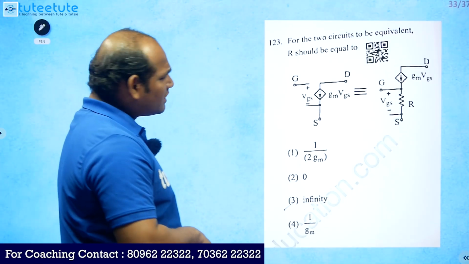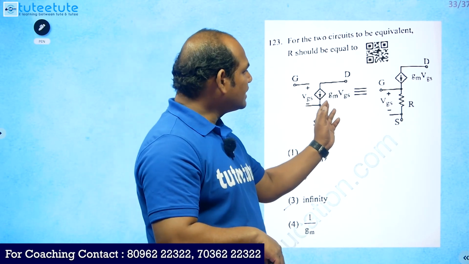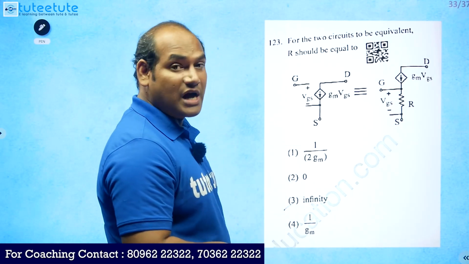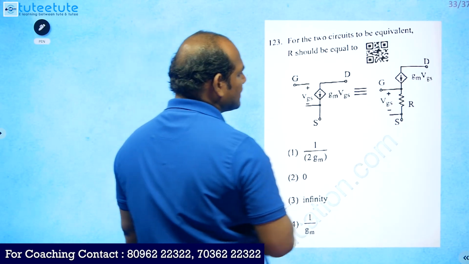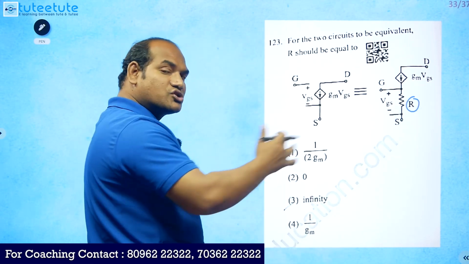Next one. Here, for the two circuits to be equivalent, this circuit is already equated to this particular thing. These two are equivalent circuits. What is the value of R? Where is this R available? Here R is available. This R is not there in this particular case, but they are telling these two circuits are the same.